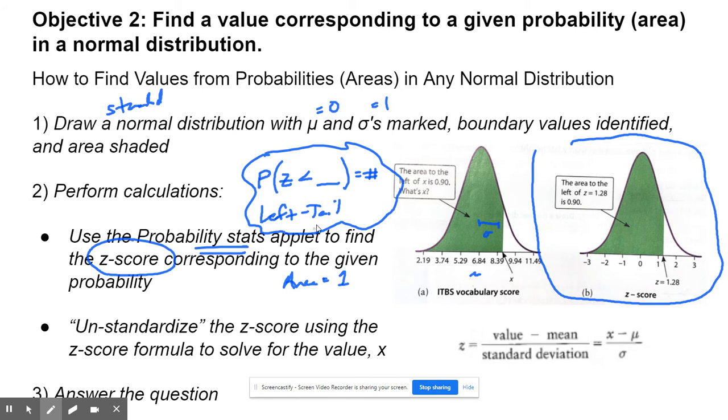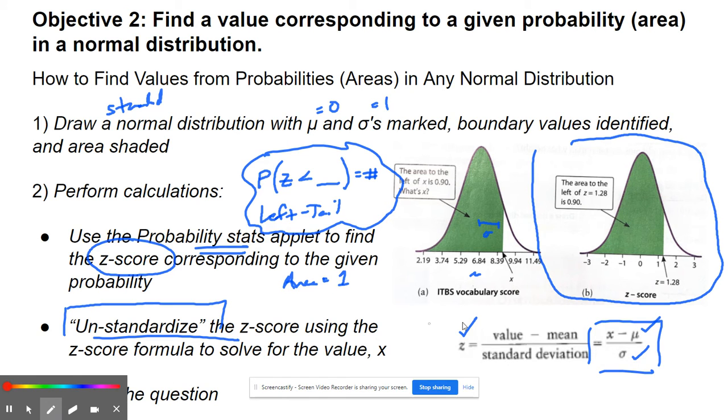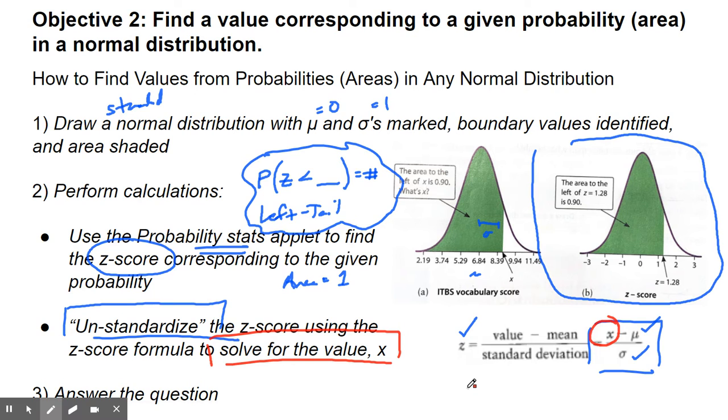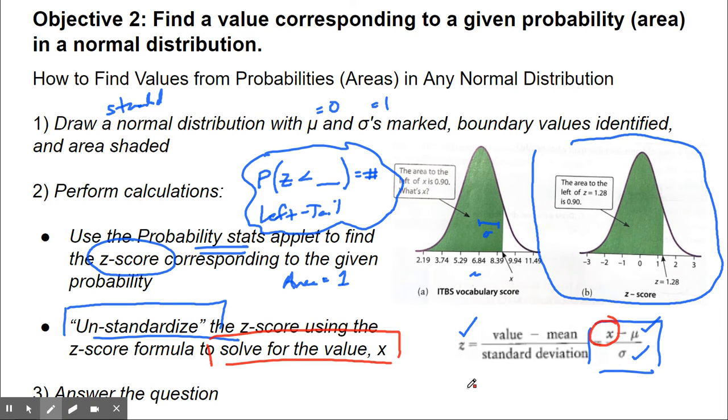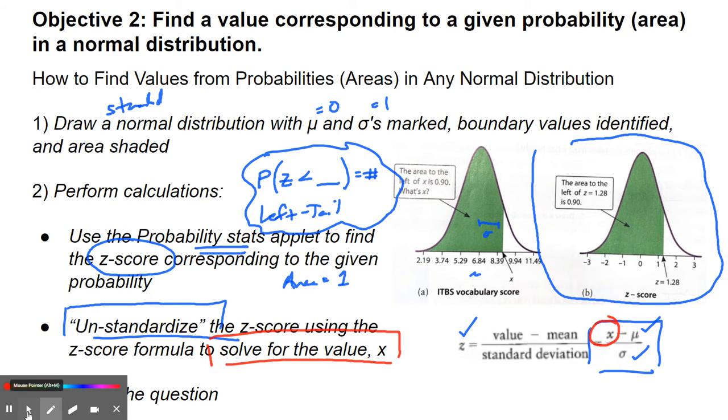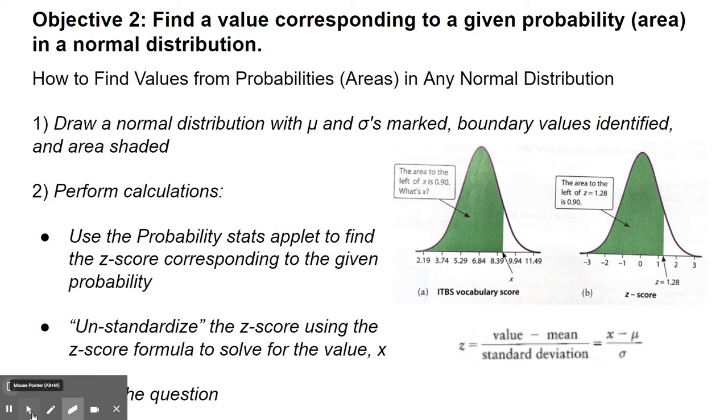And now once you find this z value, then you're going to unstandardize that z value. So in this formula, you will have z, you will have the mean, and you'll have the standard deviation. And your job will be to solve for the value x. So it will require a little bit of algebra skill, okay? Not too tough. All right, so let's take a look at a problem and see what we can do.